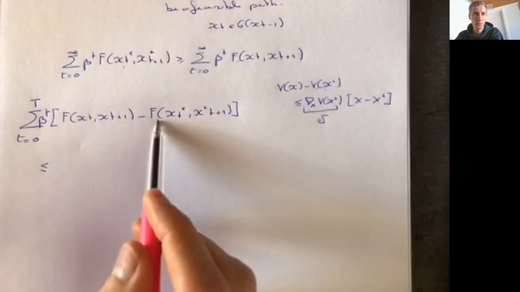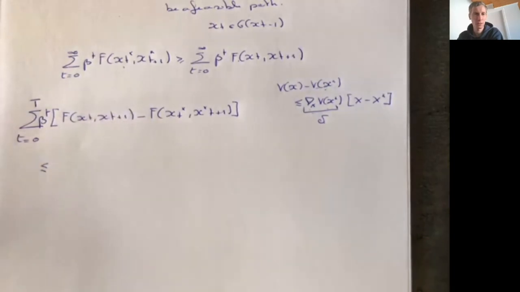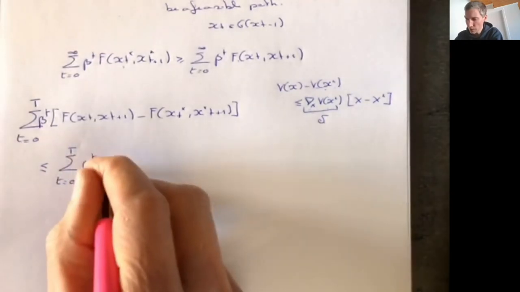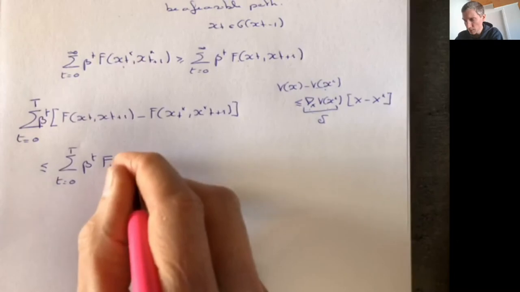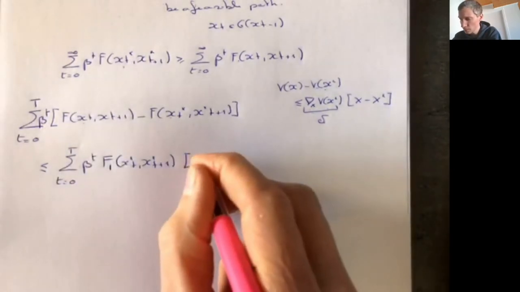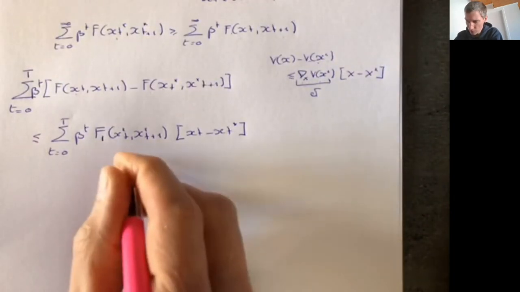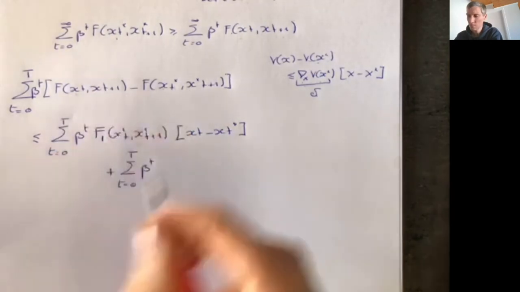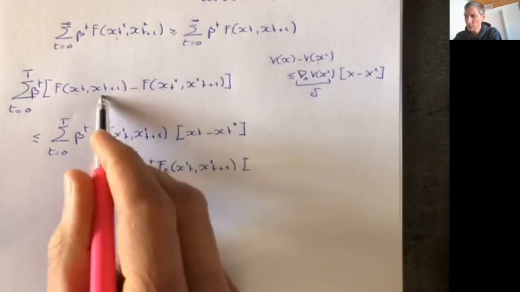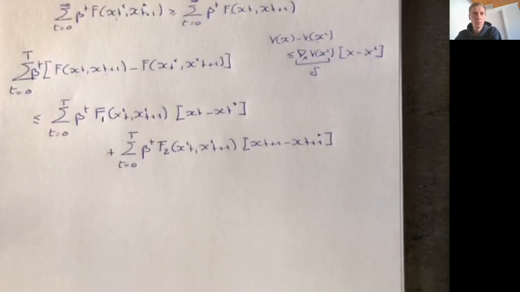So I need a gradient of f. I have two arguments here, my dimension is two dimensional, so I have a derivative of f with respect to the first part and a derivative of f with respect to the second part here. So first I'm copying beta to the power t, and then I'm taking the derivative of f with respect to the first argument at x star t, x star t plus 1, and then I have to multiply it by xt minus xt star. Okay, and then plus the sum from 0 to t of beta to the power t, and now the derivative with respect to the second argument, f2 at xt star, xt plus 1 star, and then xt plus 1 minus xt plus 1 star. Okay, so far so good.